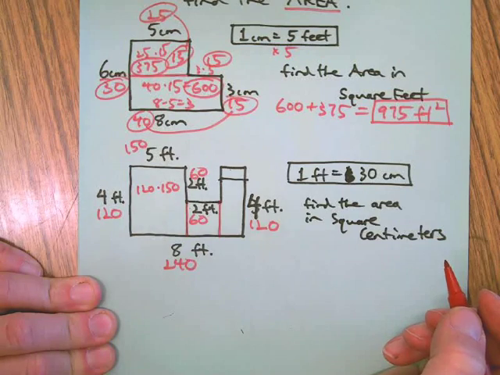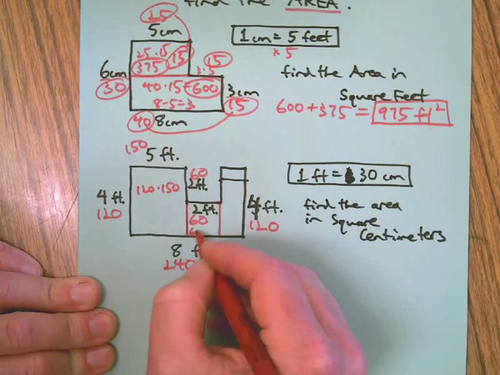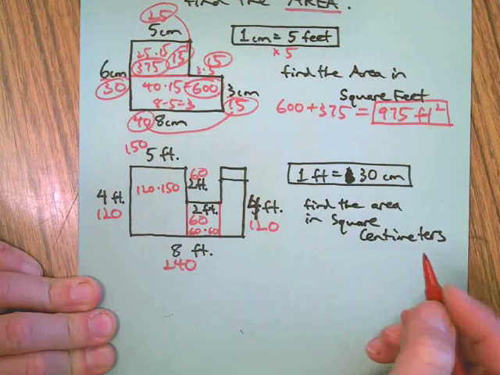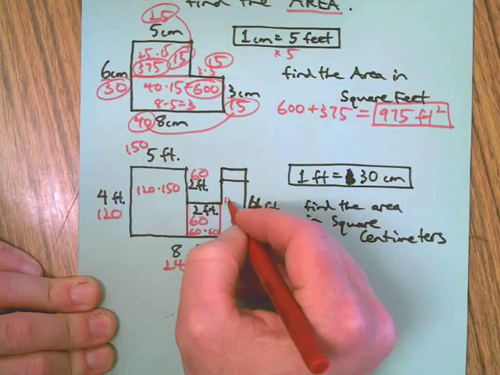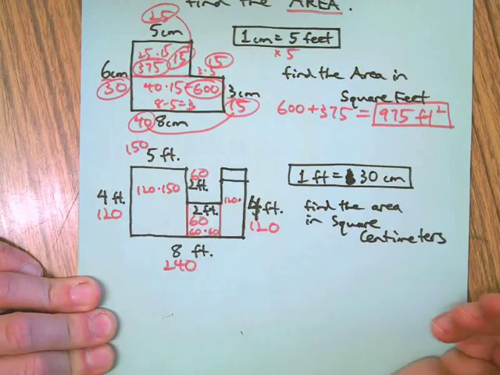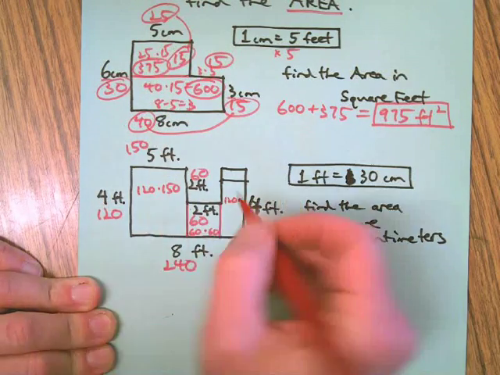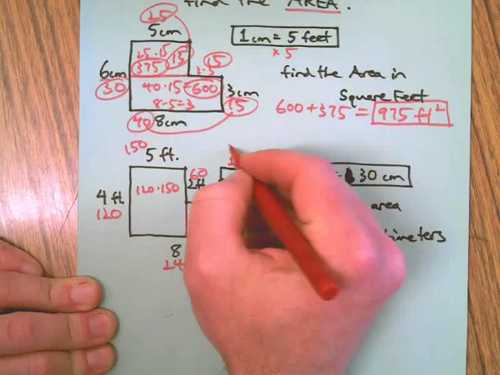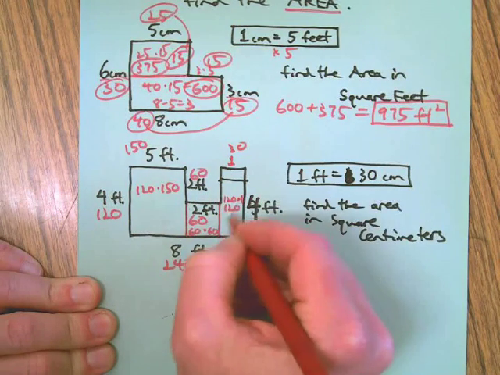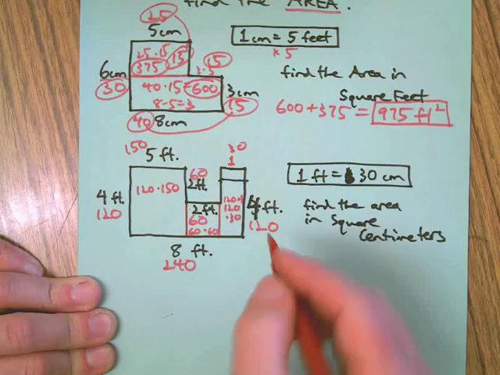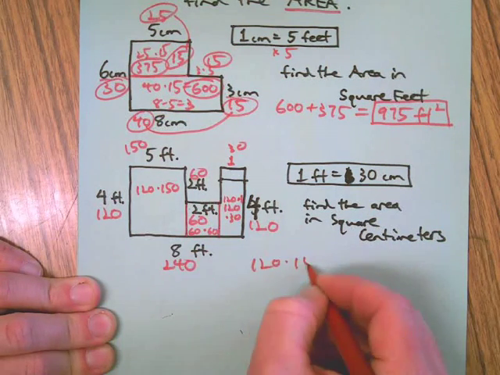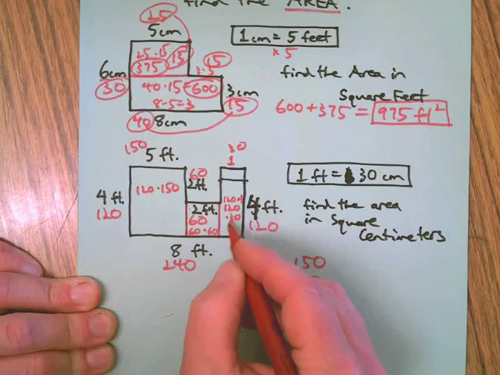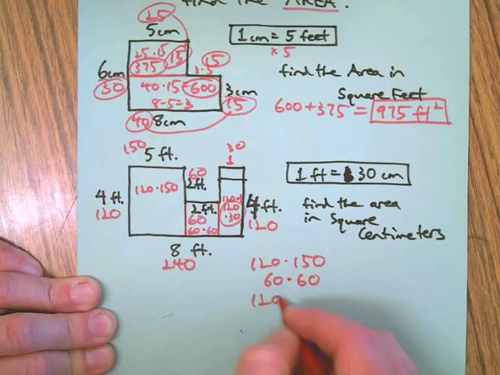Oh. This is going to be 60 times 60. It's a square. This one is going to be 120 times 30. Let's break this out. 120 times 150. 60 times 60. And 120 times 30.